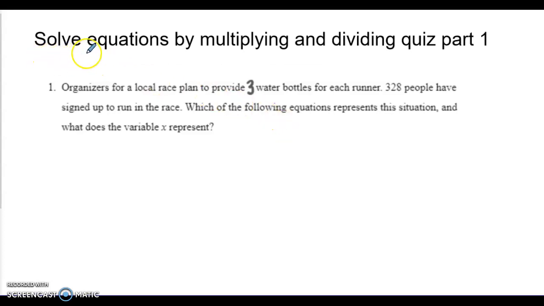Today we are talking about solving equations by multiplying and dividing, and we're going to try to fit the quiz part 1 and part 2 in here.